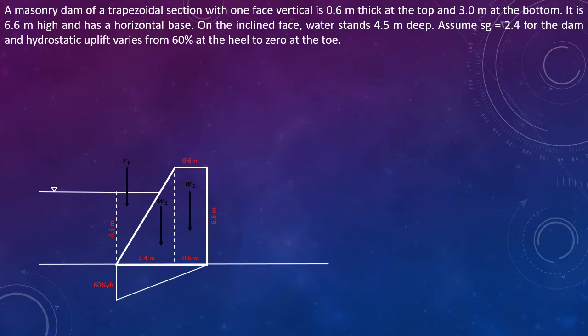In order to solve for Fv, we need to draw a vertical line from this point up until the water surface. And this area enclosed, which is a triangle, will be considered. But first we need to solve for the base of the said triangle. Let's call that base of the triangle base A.